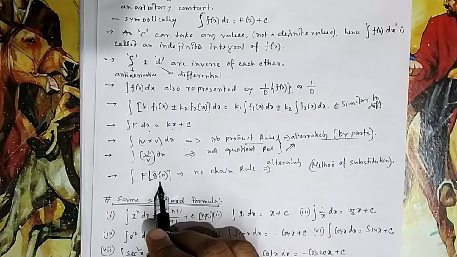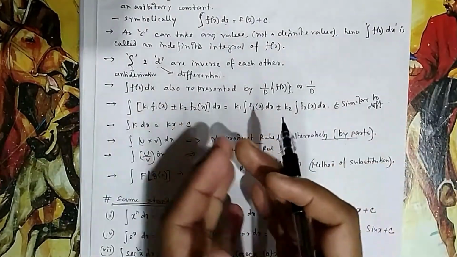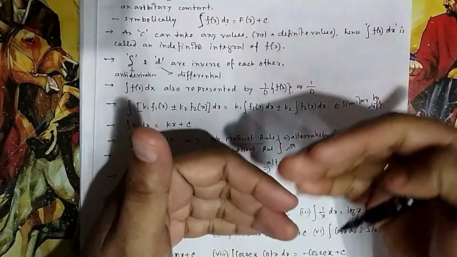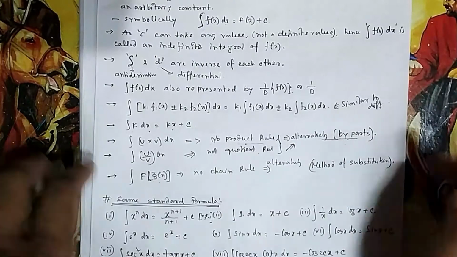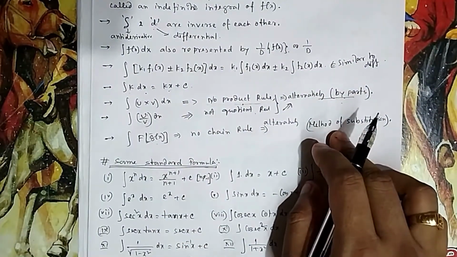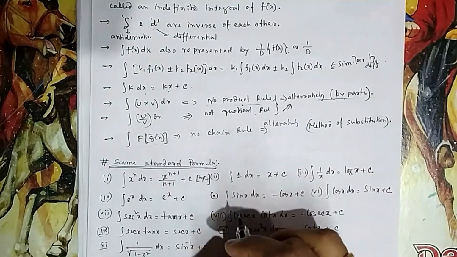Similarly, if it is a composite function, one function inside another, like your coconut, in differentiation we applied the chain rule, we did the outer layer, then went one by one layer inside. But in integration it is not possible, it is done using the method of substitution. That also we will discuss, how to apply the method of substitution in integration.